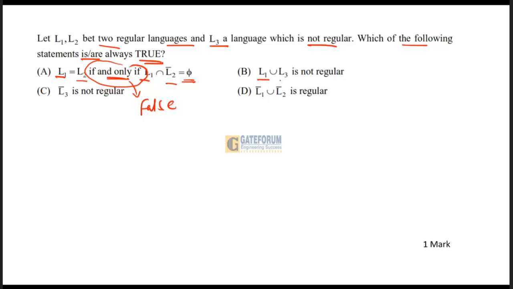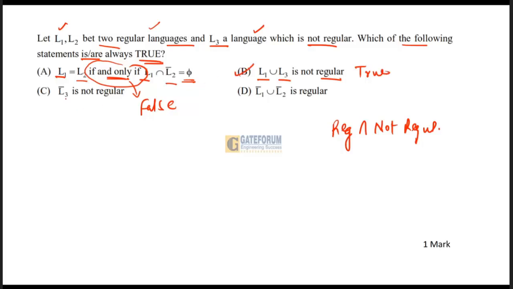Thereafter, L1 intersection L3 is not regular, because L3 is a language which is not regular and L1 is a language which is regular. So what basically we are doing is making a regular language intersect with a non-regular one. So it is not regular, thus option B is true.